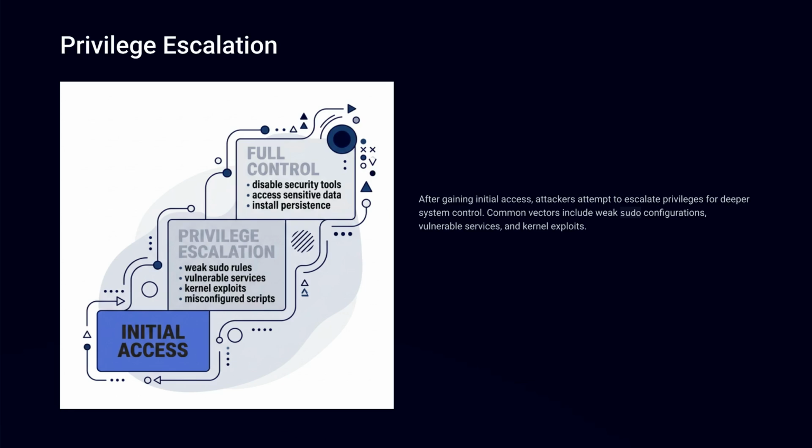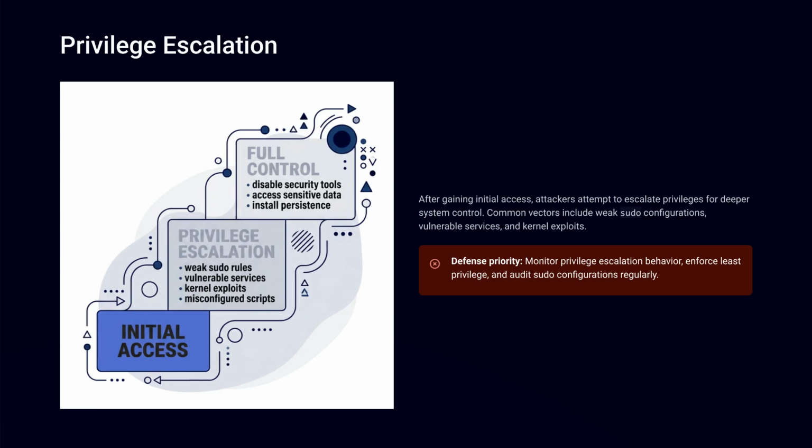After gaining initial access, attackers aim to escalate privileges for deeper control. Common privilege escalation vectors include weak sudo configurations, vulnerable services, and kernel exploits. Defense priority is to enforce least privilege and audit sudo configurations regularly.